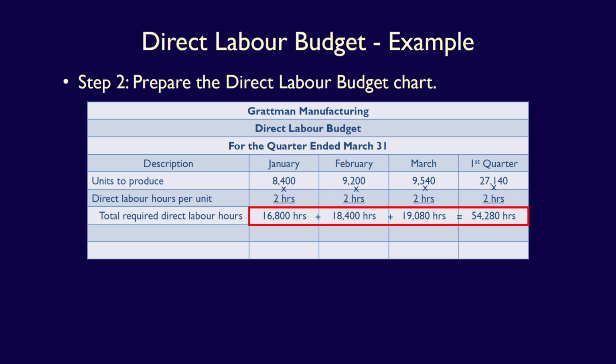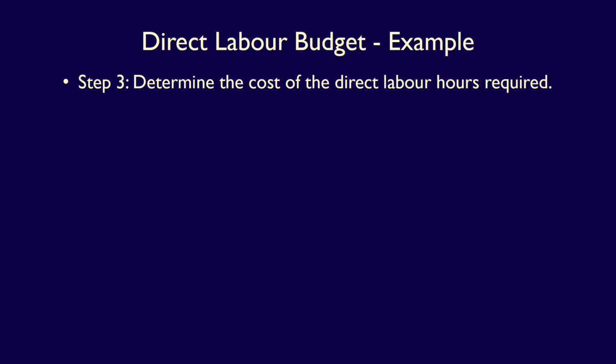Note that we can also calculate the direct labor hours required for the quarter by adding the hours for each of the months. 16,800 hours plus 18,400 hours plus 19,080 hours is equal to 54,280 hours. This can be used as a check to ensure you calculated the total correctly. We now move on to step 3, determine the cost of the direct labor hours we'll use in production. Basically, how much will we pay our direct labor employees?